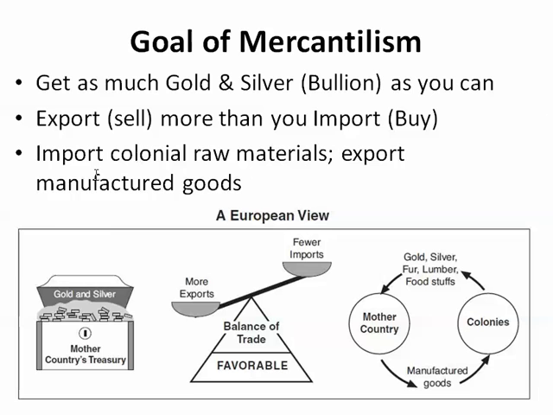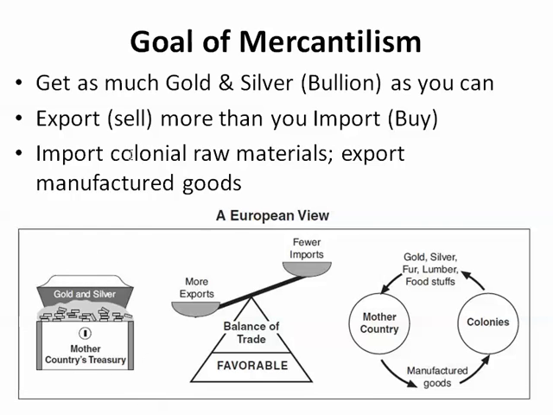And then what the mother country, England, wants to do is import colonial raw materials. In other words, get raw materials from the British colonies in the Americas, and then export manufactured goods. So let's look at this picture so you can associate what we're talking about. Gold and silver, the mother country's treasury. That's what they wanted to do. That's their end result here. It's all about the money.